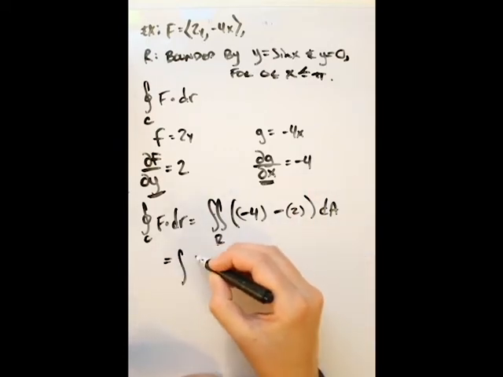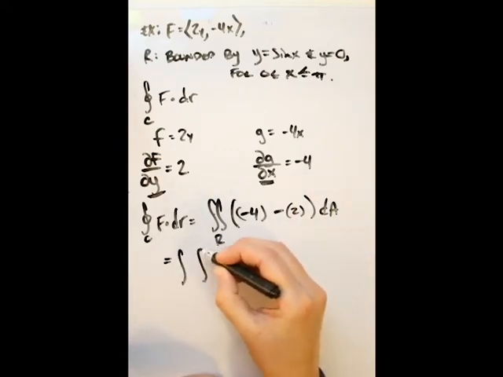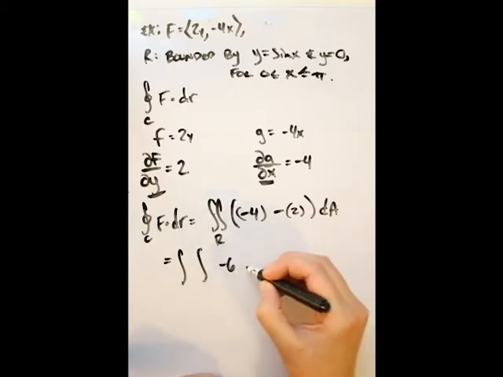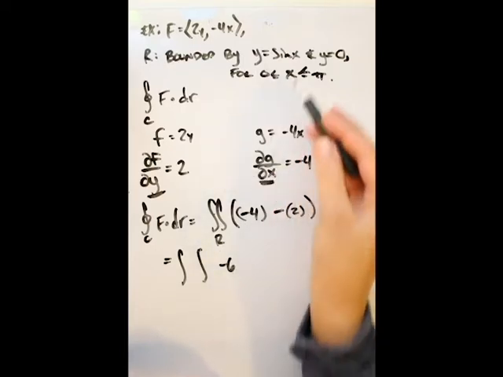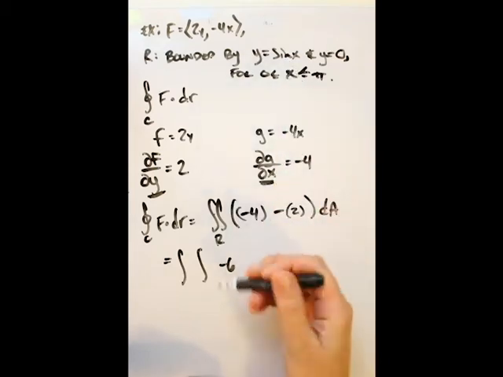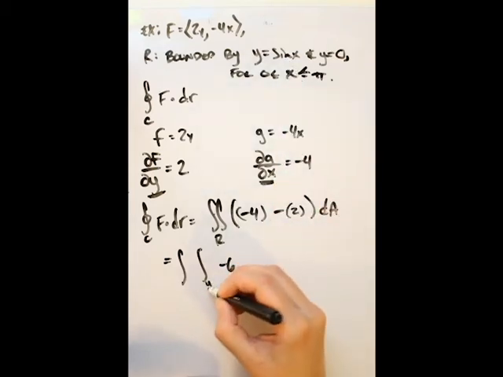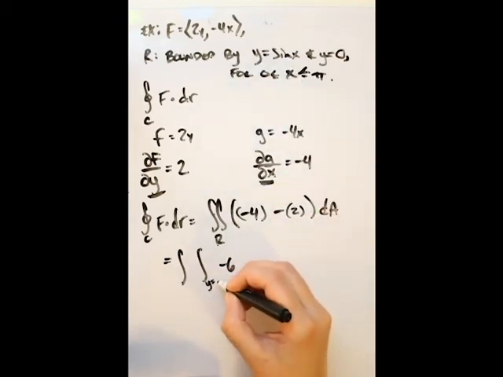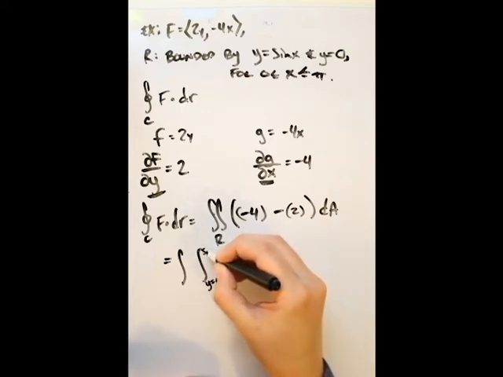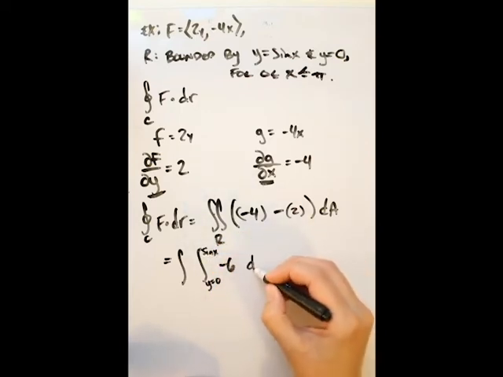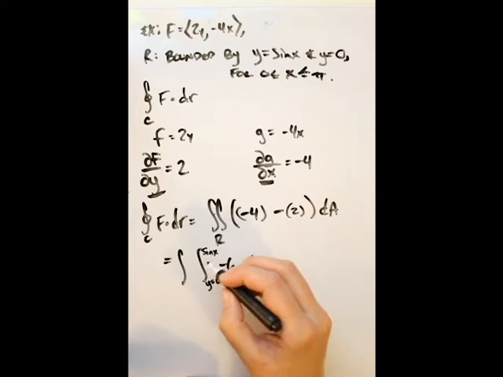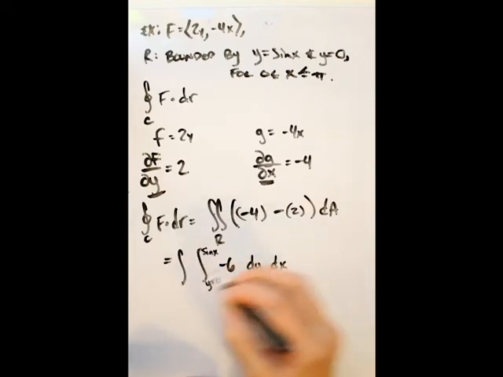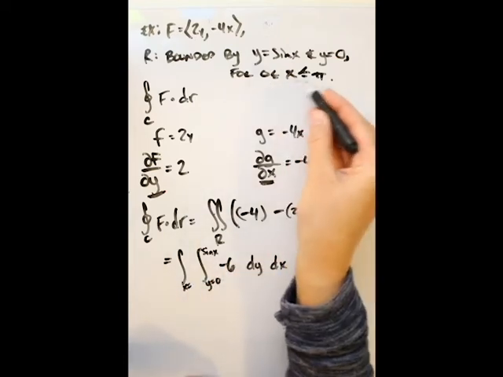Let's define the limits of integration for our region R. The integrand is negative 6. Since y depends on x, we're going to evaluate this integral with respect to y first, so y goes from 0 to sine of x, and we evaluate dy. Then x goes from 0 to pi.